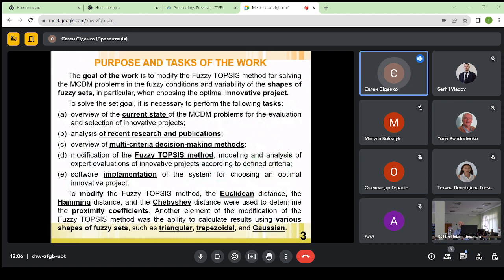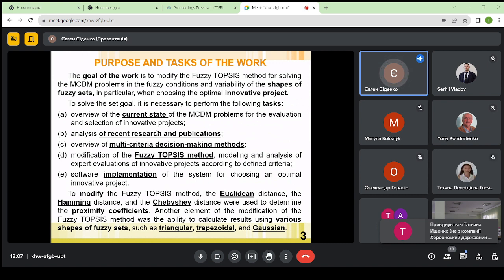So, the goal of this work is to modify the fuzzy TOPSIS method for solving multi-criteria decision-making problems in fuzzy conditions and variability of the shapes of fuzzy sets, in particular when choosing optimal innovative projects. To solve the set goal, it is necessary to perform the following tasks. First, overview the current state of this problem. The next one is analysis of recent research and publications. The next is overview of MCDM methods, then modification of the fuzzy TOPSIS method, and of course, software implementation.